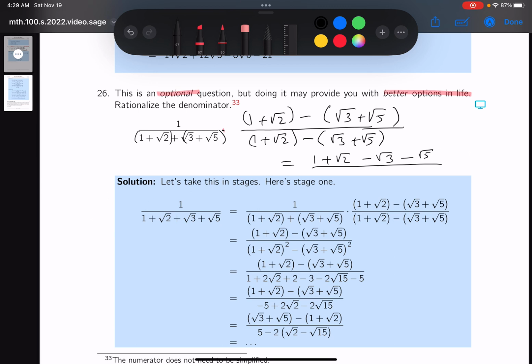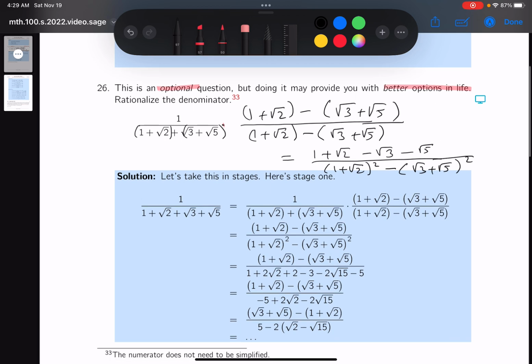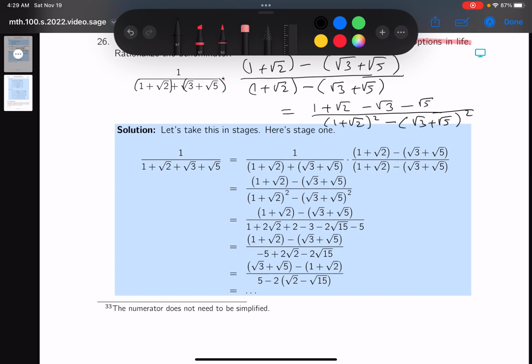Well, they're conjugates. You're going to get 1 plus root 2, quantity squared, minus root 3 plus root 5, quantity squared. So again, I want to point out the top is not my issue. It's the bottom that's my issue, and I want to go through that with you. So I'm going to square the terms of the bottom. The first term squared, I want to square this thing over here. Relatively simple to do. And what do you get?